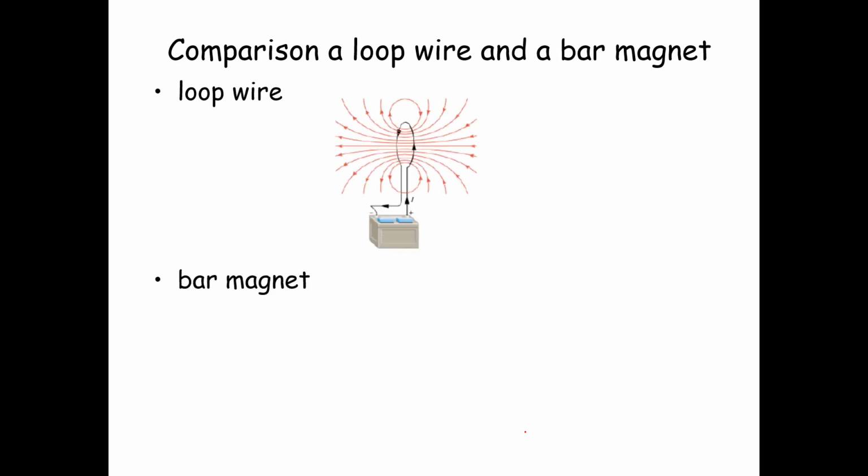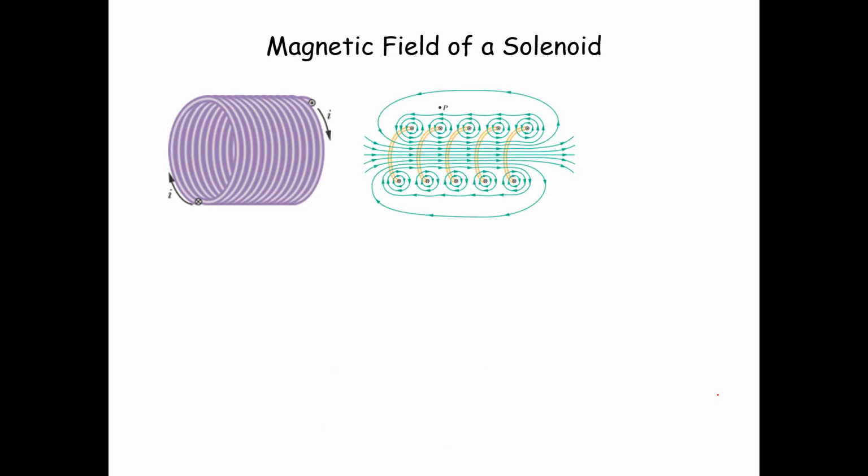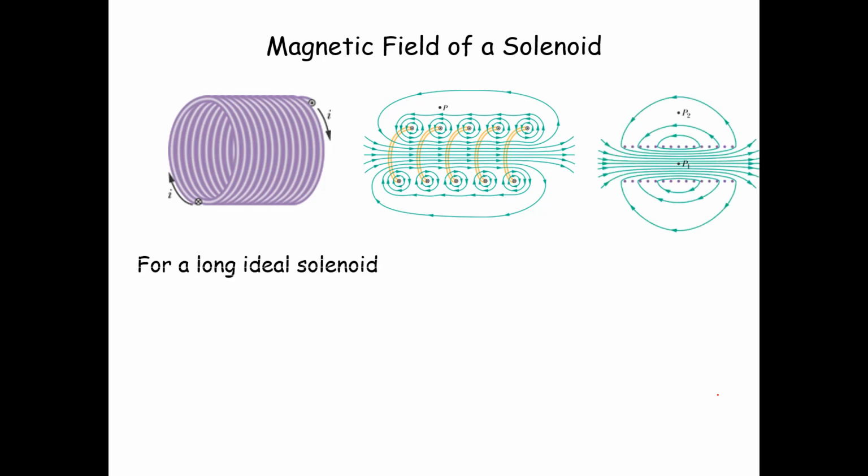If we make a comparison of the loop wire with the bar magnet, we can see that for the loop wire the magnetic field direction is like this, and the bar magnet also like this. This is if we make the current around the magnet. So this is the magnetic field of a solenoid. We make a turn of the circular wiring like this one.